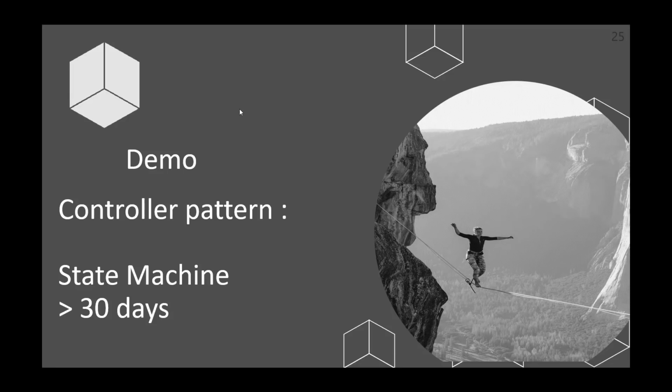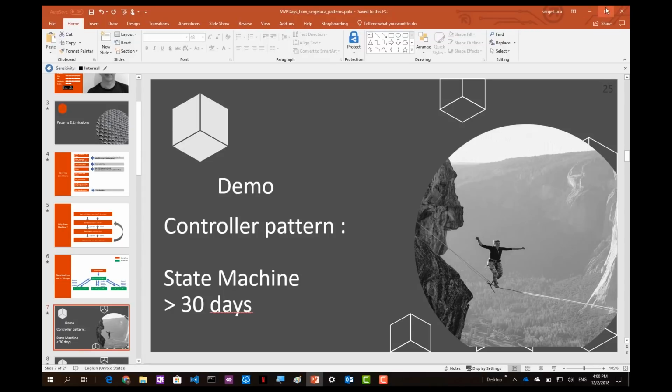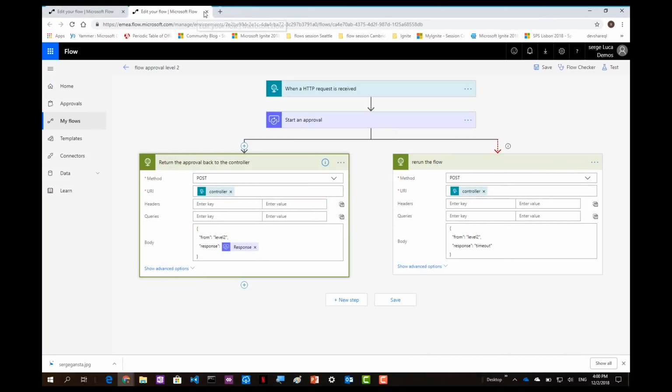Now let's take a look at one example of implementation of this controller pattern, because there's different ways to implement that. But I think the one I will show you will probably help you in your project. So let's switch to the flow environment. And this is typically what an approval flow looks like. So it must start with when HTTP request is received. That means it's a service flow.